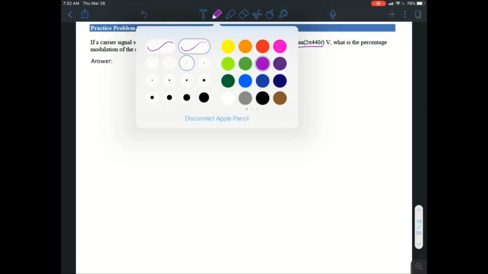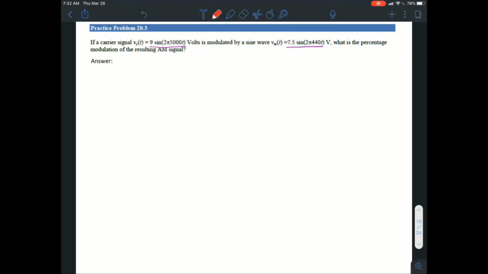Okay, so now that you've returned, let's look at what this is going to be. We remember m equals V sub m over V sub c times 100%. We know what V sub m and V sub c are from those two equations. V sub m equals 7.5, because this comes from little v sub m of t, that's the source for that. And then capital V sub c equals 9, and that comes from lowercase v sub c of t.